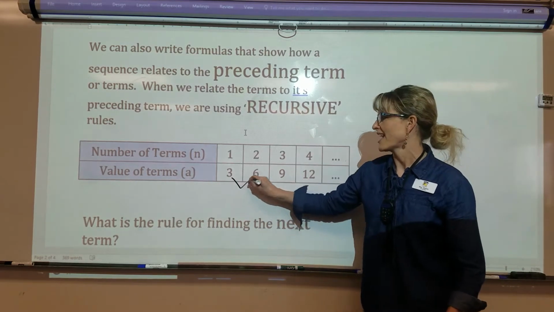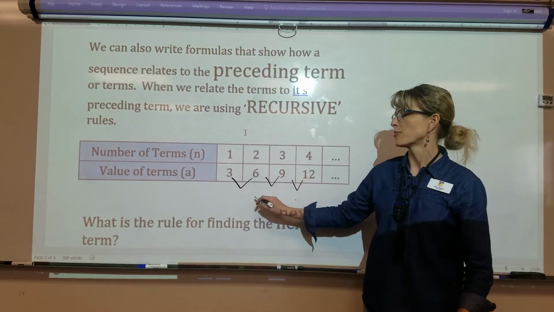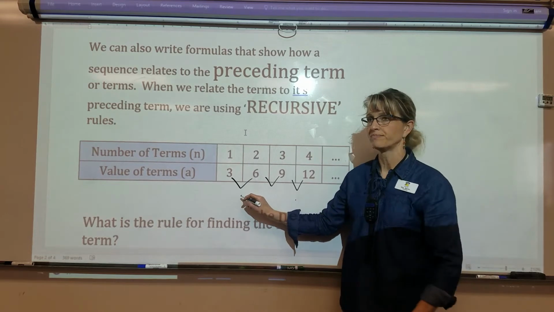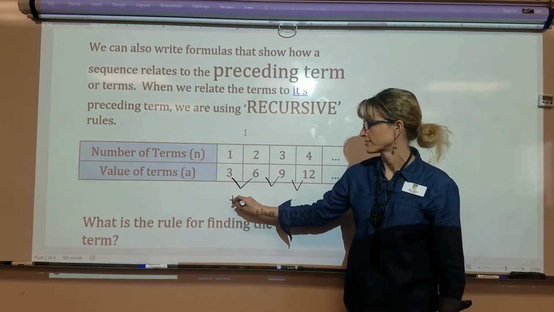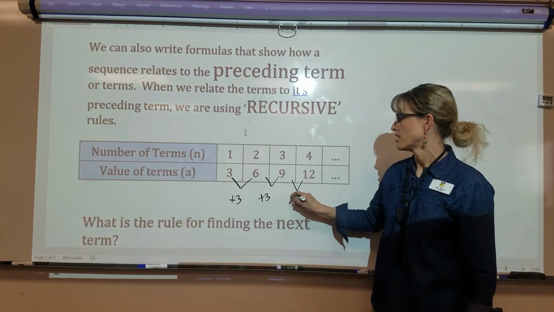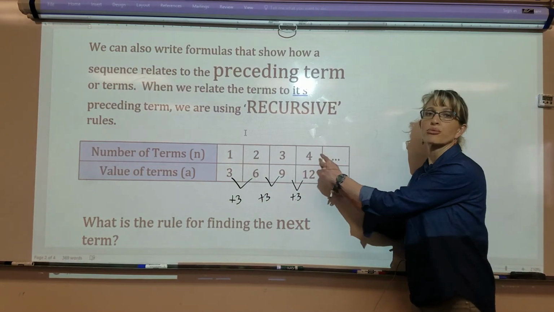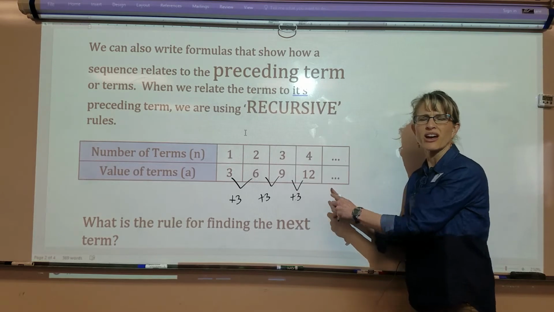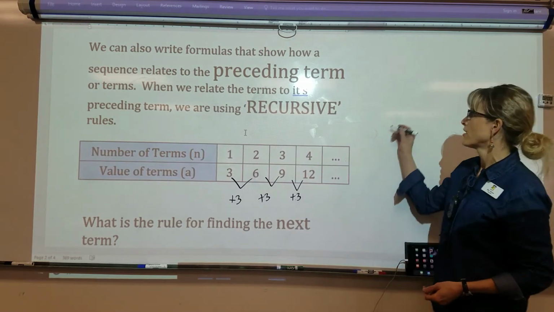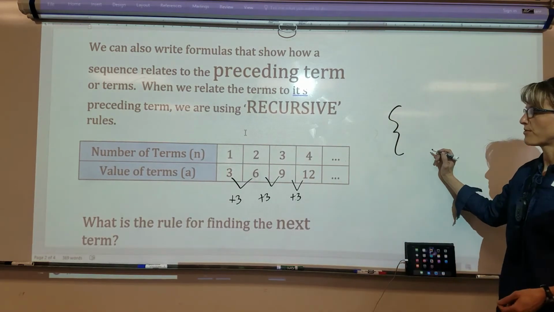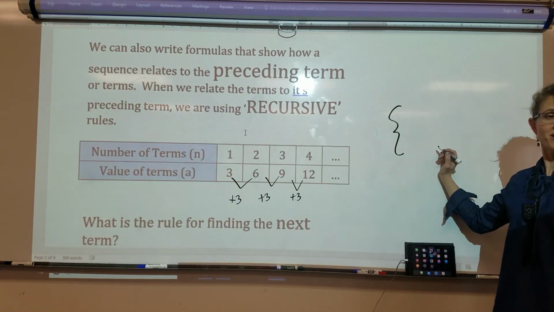So when we look at it in that sense, that helps us find the recursive formula. Jasmine? It's plus 3. So to find this term, I would take the previous term and add 3. So how do I say that mathematically? Whenever we write a recursive formula, we have 2 parts. How many parts?